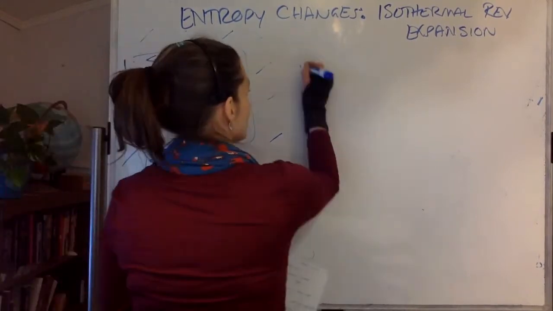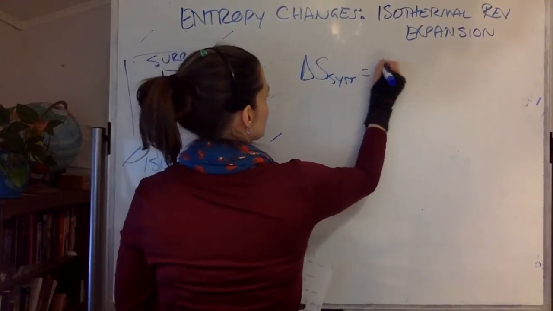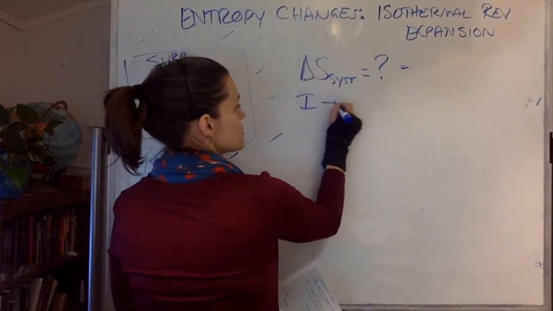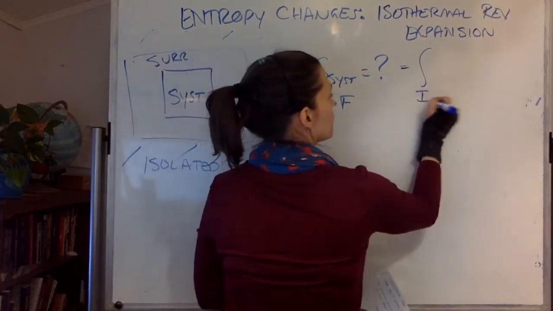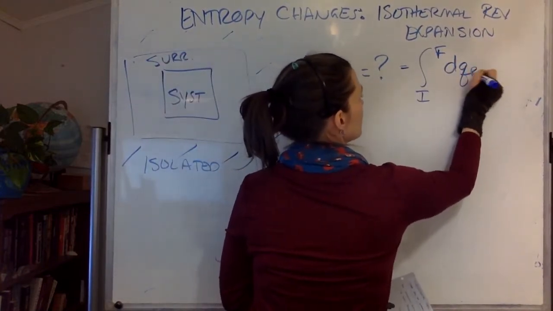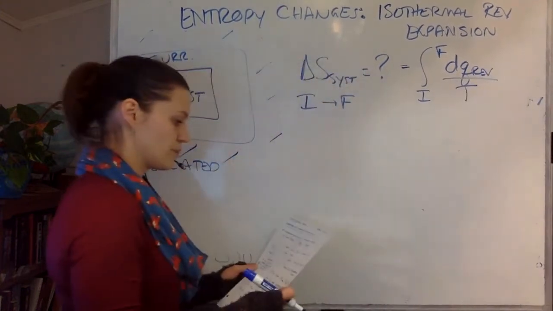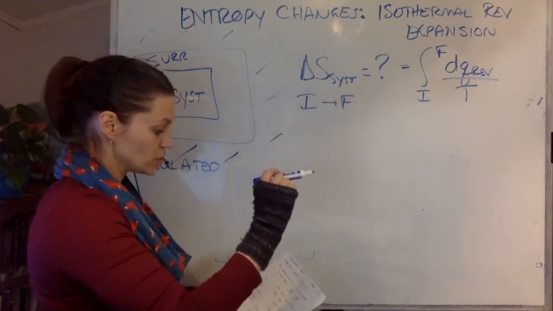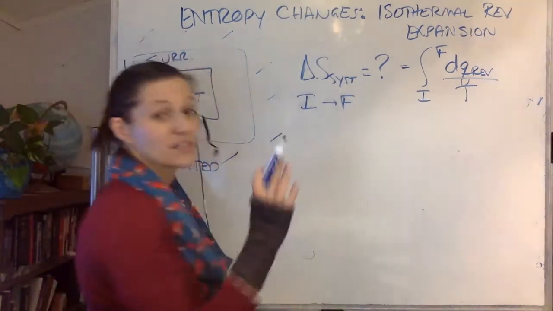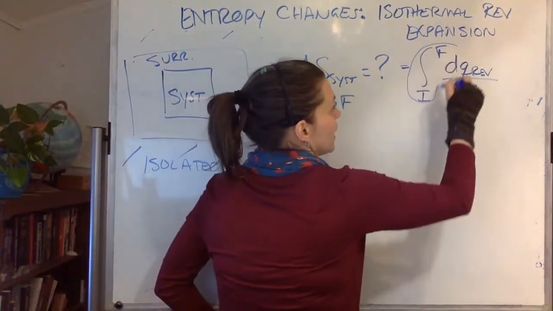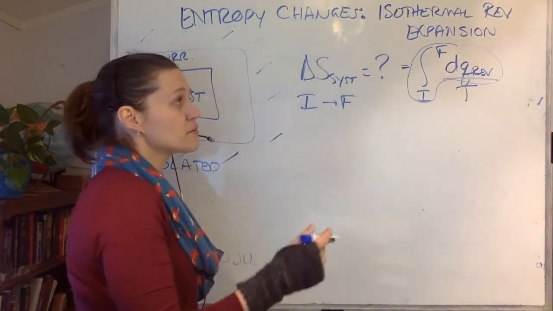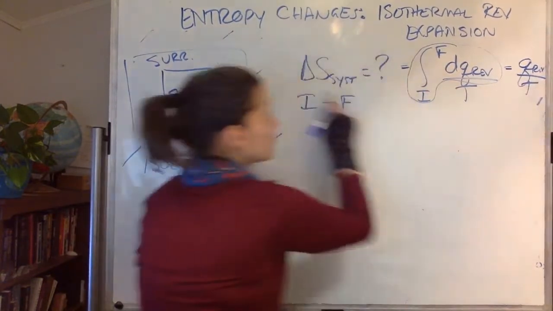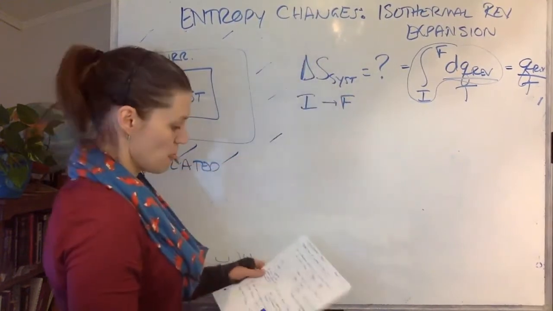Okay, so we have an isothermal reversible expansion, and I want to know what is the entropy change associated with that. So delta S of my system is equal to what? Well, my system is going to change from an initial state to a final state. So from my initial to my final state, I'm going to have dq reversible per temperature. If I take the integral, that would require the path integral, that would give me q reversible over T. Notice how it's not a delta q, it's just a q reversible over T.